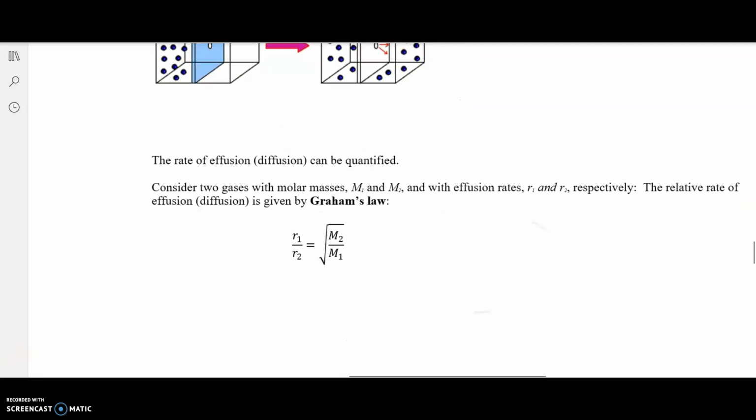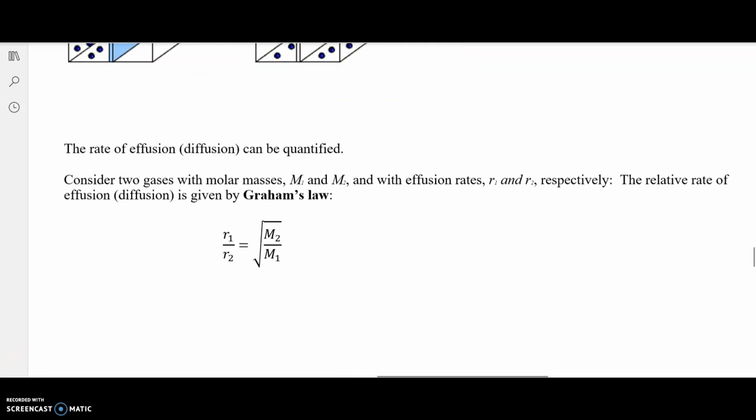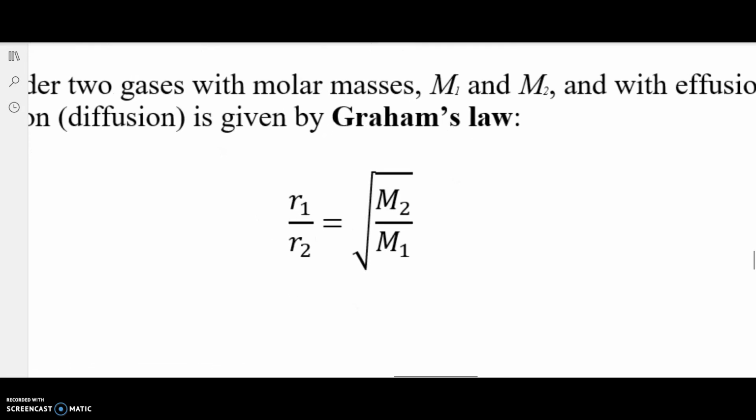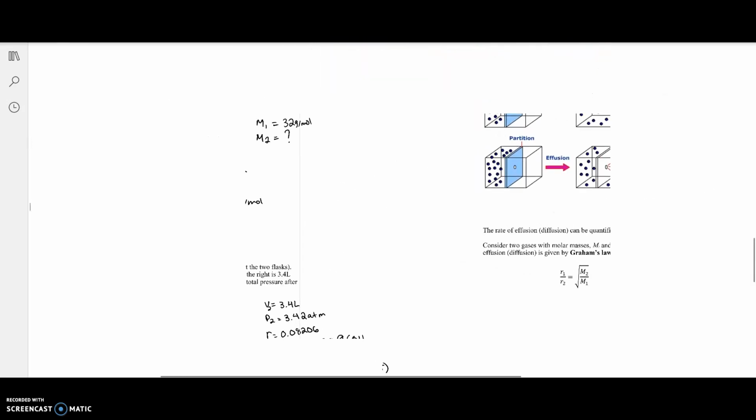So consider two gases with molar masses M1 and M2, with effusion rates R1 and R2. The relative rate of effusion or diffusion is given by Graham's law, which is the following equation: R1 over R2 equals the square root of M2 over M1. So I'm just going to read the question.